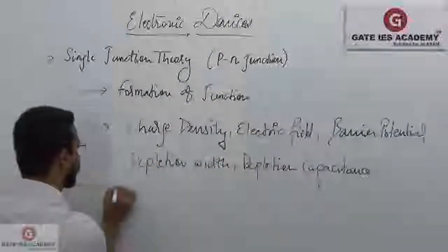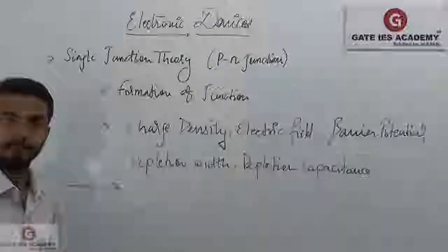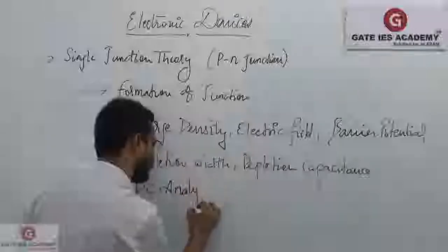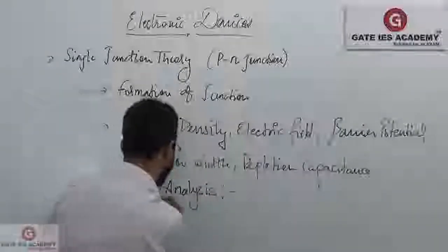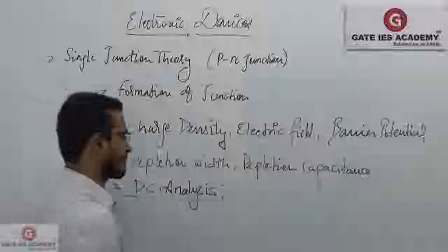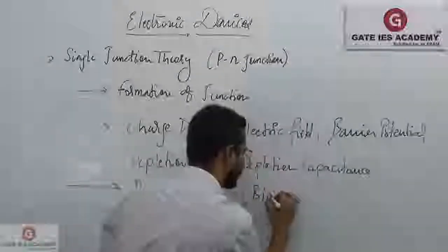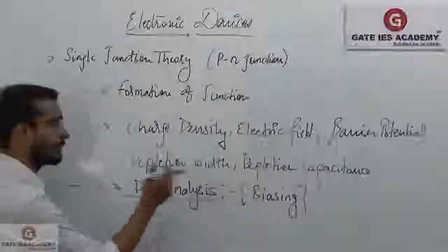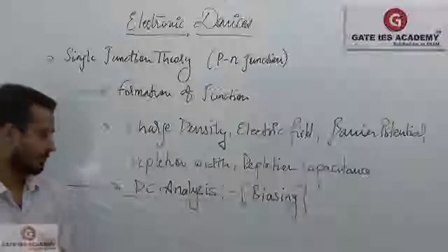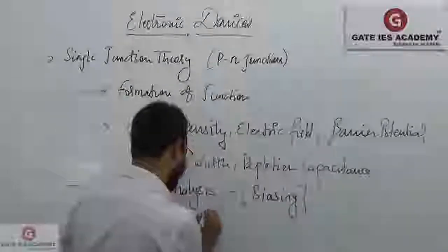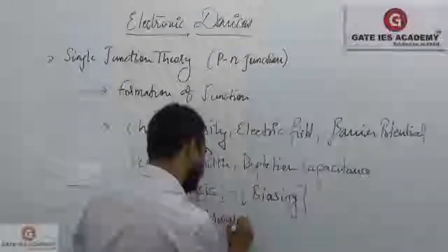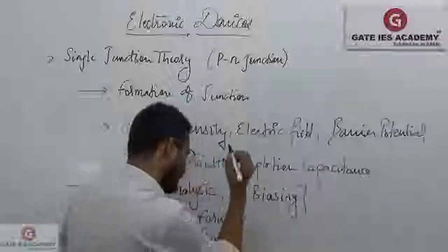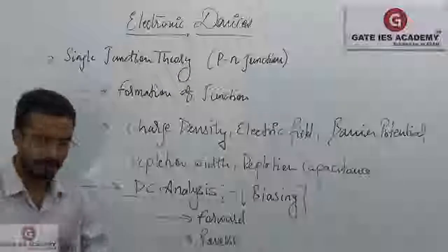After this, what will I do? I will apply the DC, that means the DC analysis, or DC analysis is also known as biasing. What will happen in the device if I provide the biasing? I know that two types of biasing will be there: forward and reverse. And I will come to why the names forward and reverse are used.